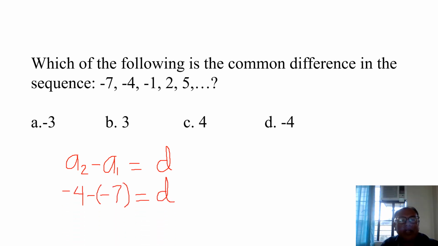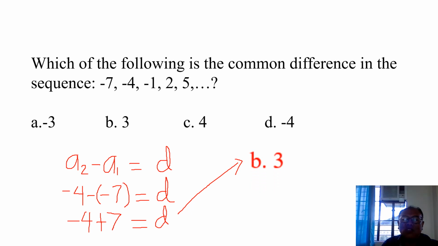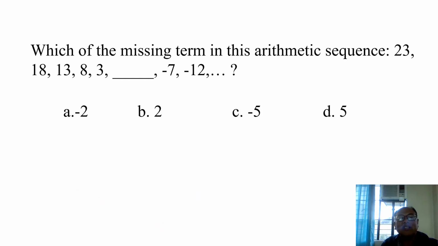And A2 is equal to -4 minus -7, which is our first term. Then it will become -4 plus 7, because negative minus a negative becomes a positive. And if you add -4 plus 7, therefore the answer is letter D, which is equivalent to 3.